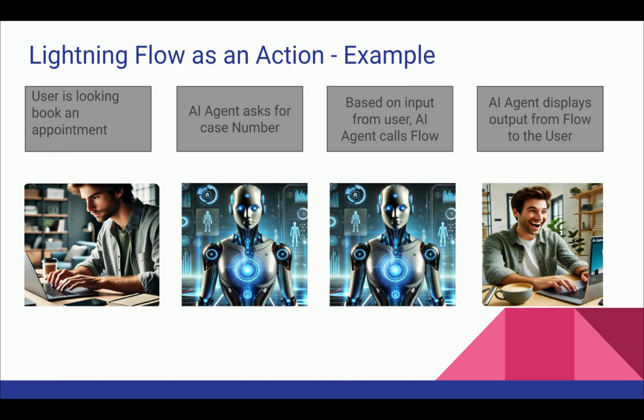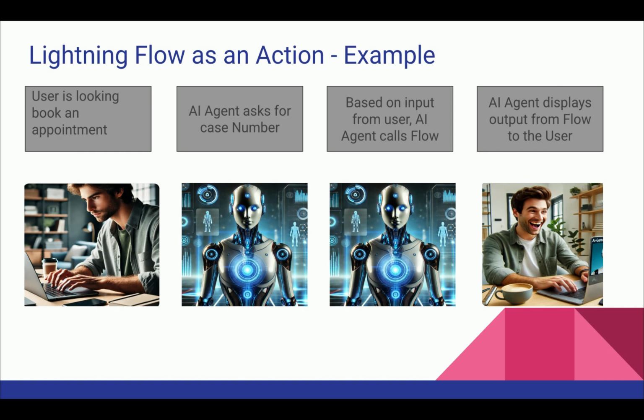Now, based on the case number provided by the user, the AI agent is going to use that case number, provide it as an input variable to the Lightning flow, wherein we have all the processes like querying the existing service appointments, checking the case status, whether it's a valid one or not, and fetching all the available appointment slots, and then displaying them back to the user so that the user can select the appropriate slot just by typing.